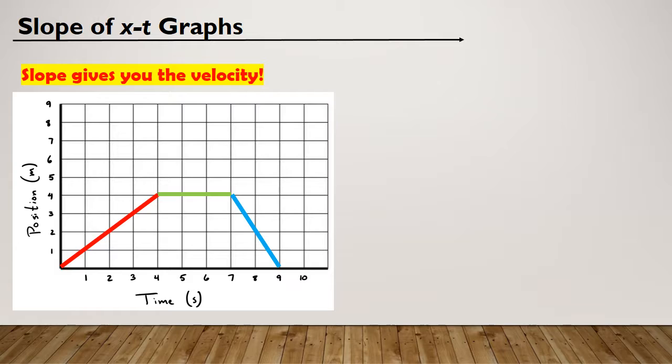So remember, slope is rise over run. For this first part, the red line right there, it goes from 0 to 4 meters. So there's a rise of 4 meters, and the time it takes is 4 seconds. Well, this gives me 1 meter per second. Which makes sense because now I have the velocity that it said the girl went during that first interval. So I'm going to write 1 meter per second right there.